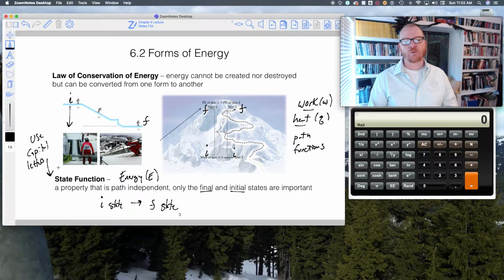And again, we use capital letters in thermodynamics to indicate what's a state function. We use lowercase letters to indicate things that are path functions.